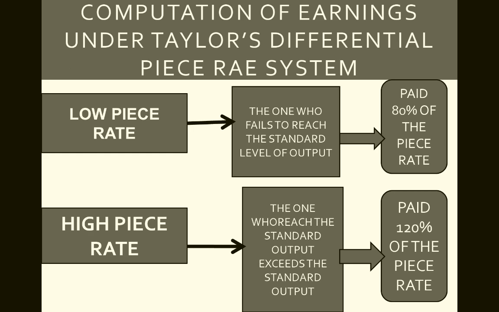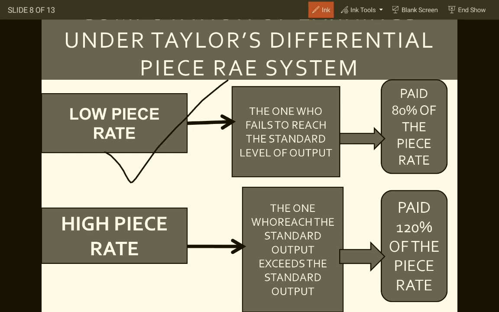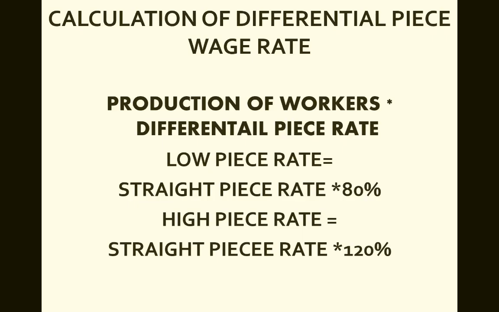Now, computation of earning under Taylor's differential piece wage rate. The lower piece rate: the one who fails to reach the standard output should be paid 80% of the piece rate. This is the formula which was established by F.W. Taylor. A higher piece rate, 120%, is for the one who reaches or exceeds the standard, and 80% if he is not able to reach the standard. This is the formula.